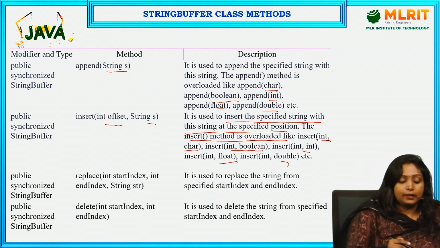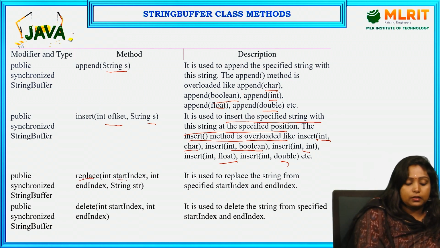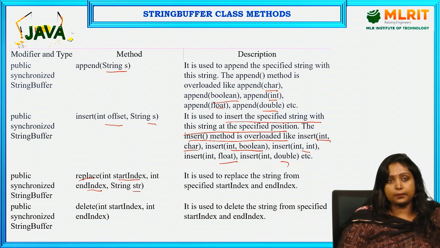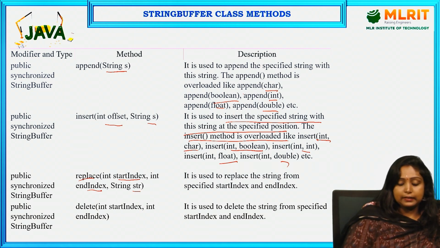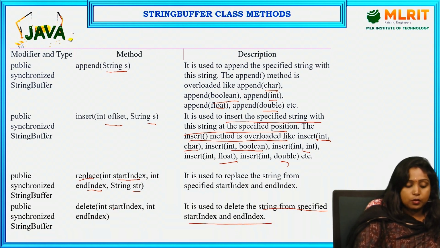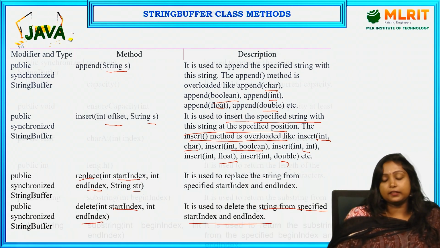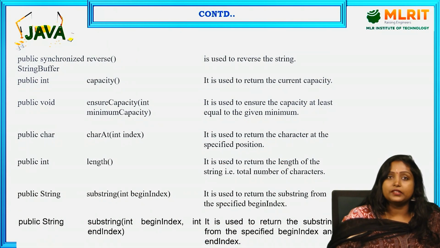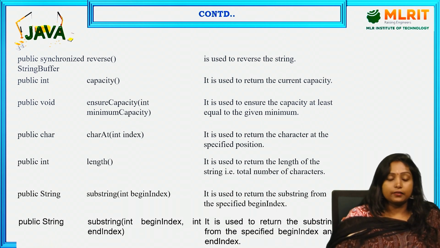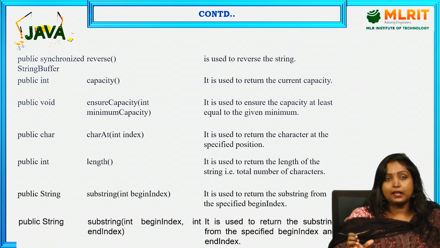And replace is used: you give the starting index and the second index, and you can replace that range with a particular string. And delete, you can delete the string from the specified start index to the end index, so you have to provide a start index value and an end index value. And reverse is used to reverse the string. Capacity will return the capacity of the string, and ensureCapacity ensures at least the minimum capacity you need to provide.